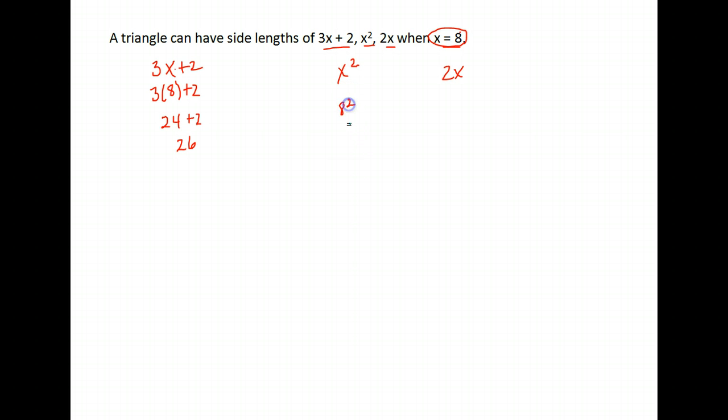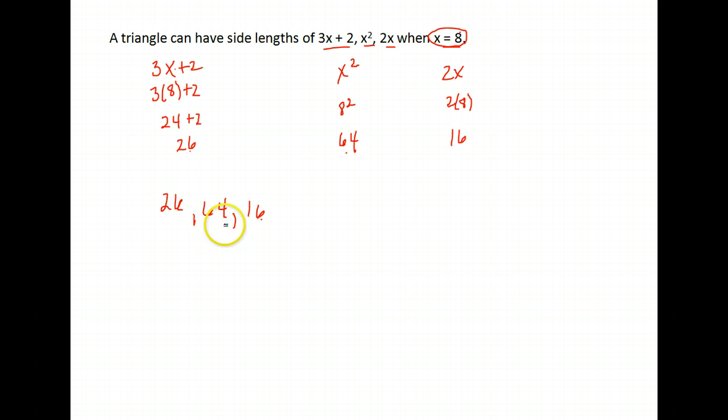Here is x squared. So we have 8 squared. 8 times 8 is 64. And here we have 2 times 8 gives us 16. So can 26, 64, and 16 be the lengths of the sides of a triangle?